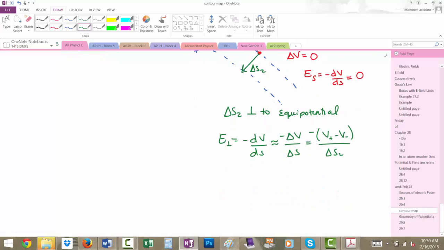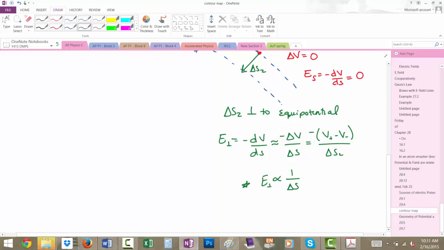The reason I wanted to go through this process is to show you that the strength of the electric field, right, that's what we've defined here, the strength of the electric field is inversely proportional to the spacing between those lines. Okay? The closer the lines are together, the stronger the electric field. The bigger difference that you have. Okay? So E perpendicular is proportional to 1 over delta S.